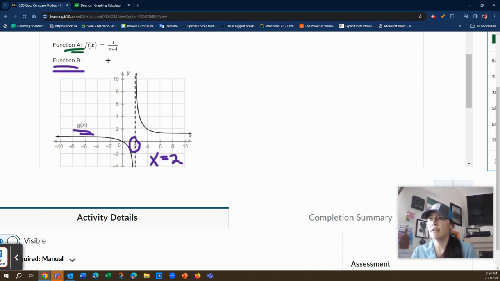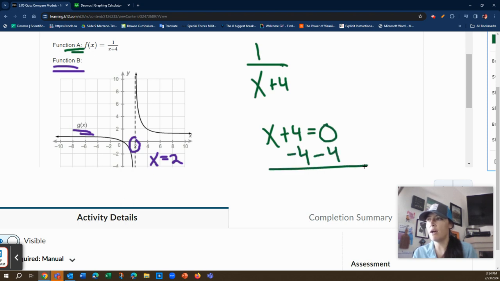For function A, my asymptote will occur where my denominator becomes 0. The denominator is x plus 4. So I ask myself, what values of x will cause it to equal 0? Negative 4. That's where my next asymptote is.